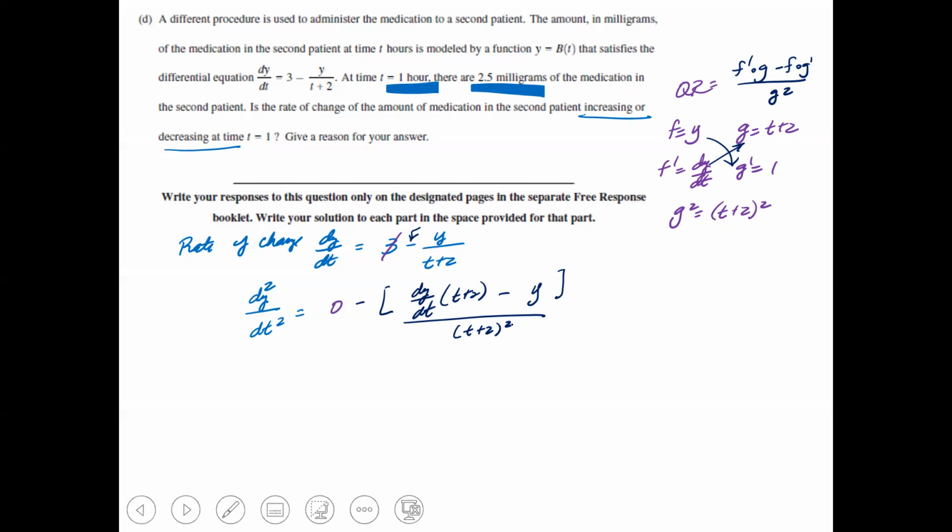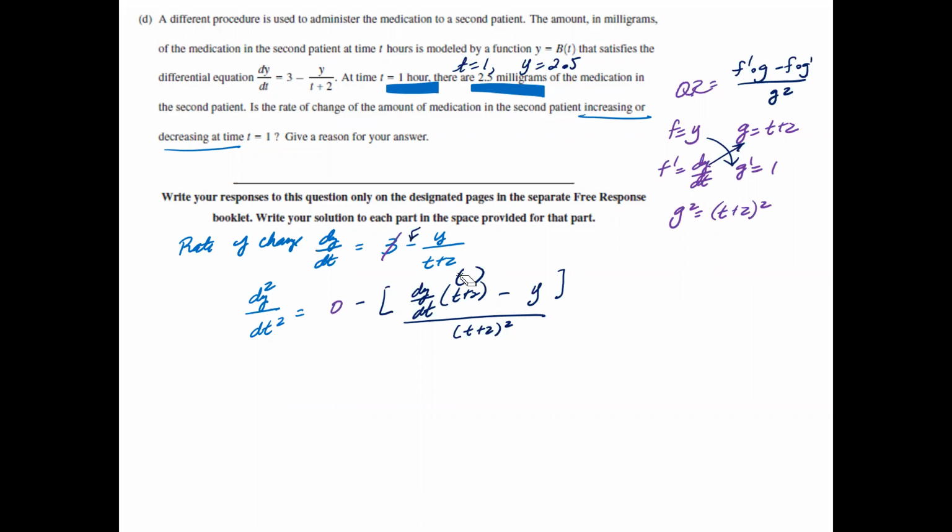So if we want to go ahead and solve this a little bit more and make it look a little bit better, they also give you that at t equals 1 hour, your y value is going to be 2.5 milligrams. So let's use that information to plug it in. Looking at this here, we have t plus 2. That's going to be 1 plus 2 because your t is 1, so that part is going to be a 3.